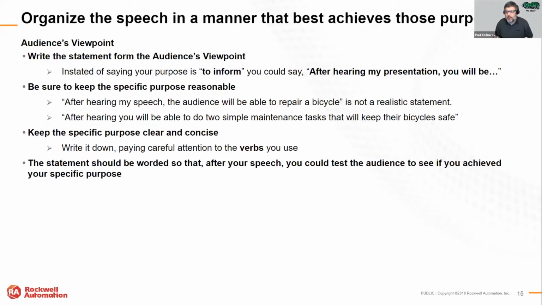So by the end of this 20-minute lecture, you'll be able to turn on the machine and do a little self-test. Having a specific purpose and a clear and conscious speech, make sure that you write it down and that you use verbs, because verbs have action and your speech has actions. You want people to understand that you're passionate, and using verbs and action words is very important.